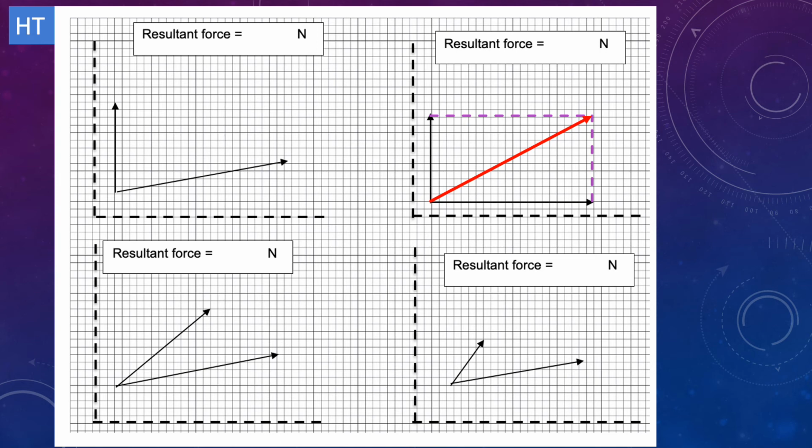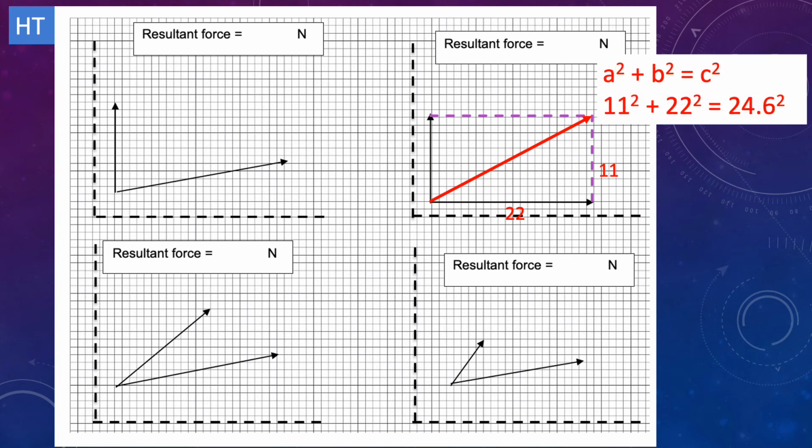Now, each box in this grid is worth 1. So if you count the number of boxes along the horizontal and the vertical, you should get 22 and 11. From these two, you're using the exact same formula, a squared plus b squared equals c squared, and you will get the length of the red line there. Just replace the numbers.